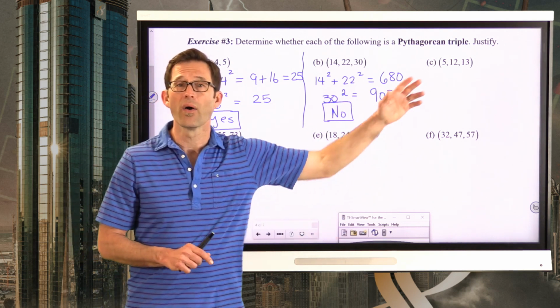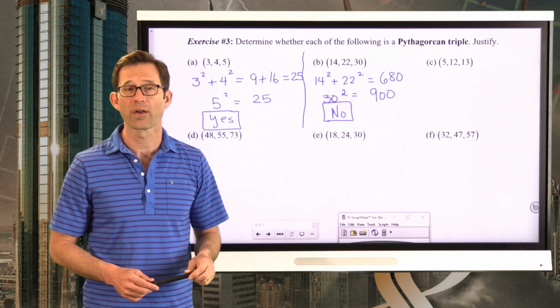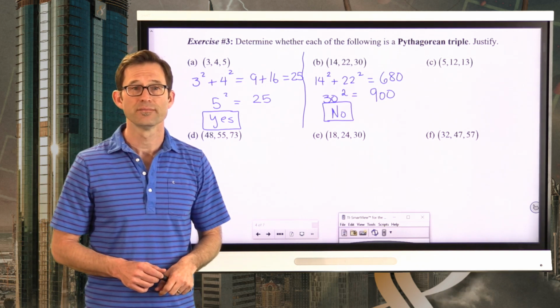So pause the video now and go through the remaining 4 of these things and see which of the 4 are Pythagorean triples and which aren't.